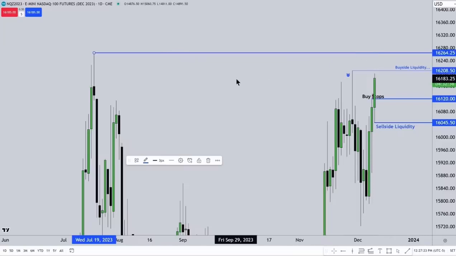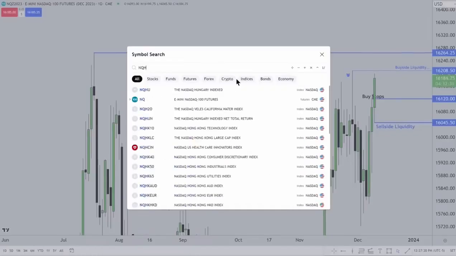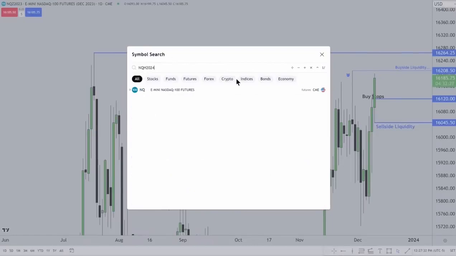Now, obviously, I'm using the December contract. So let's take a quick little peek over at the symbol for March 2024. When you're on TradingView, it's NQH. The symbol H is for March. The symbol for June is M. The symbol for September is S. And the letter Z is for the December contract. So we're rolling away from the December of 2023 into March of 2024. That H is for that contract month.